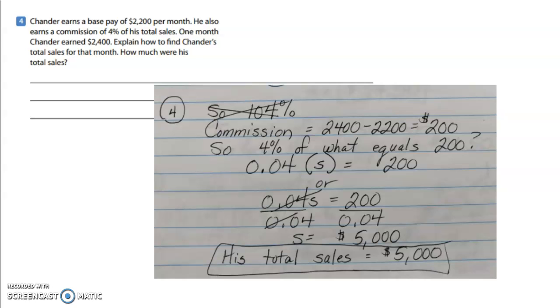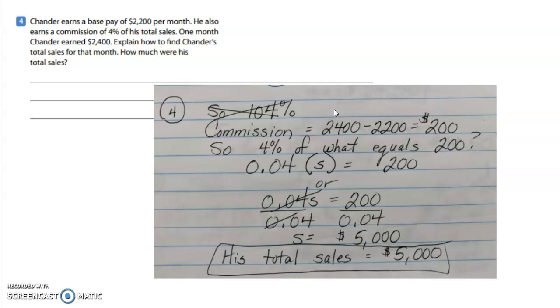All right, so Chandler earns a base pay of $2,200, plus he earns a commission of 4% of his total sales. One month he earned $2,400. Explain how we find Chandler's total sales for that month and how much were they? I want to point a few things out here. I started by figuring out what his commission must have been. The commission must have been $200. So here's the question: 4% of what number is equal to 200?